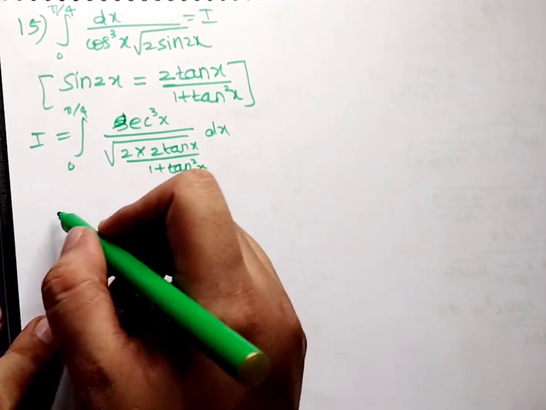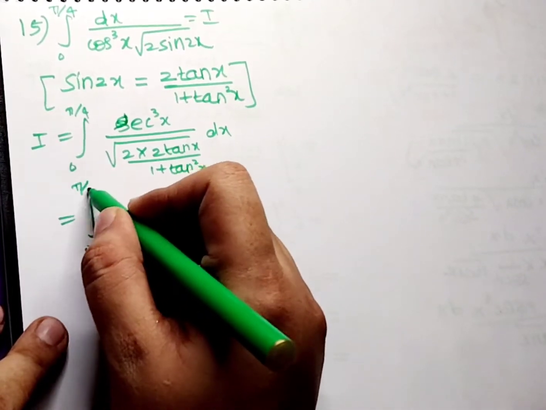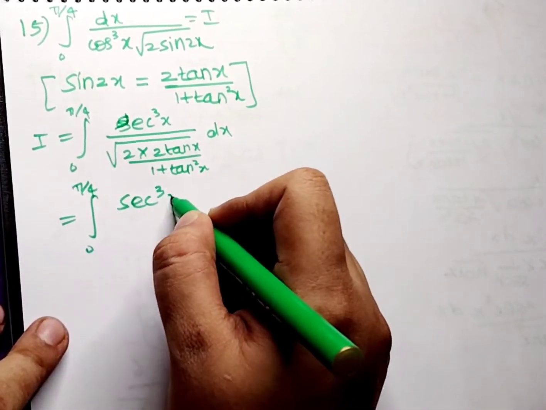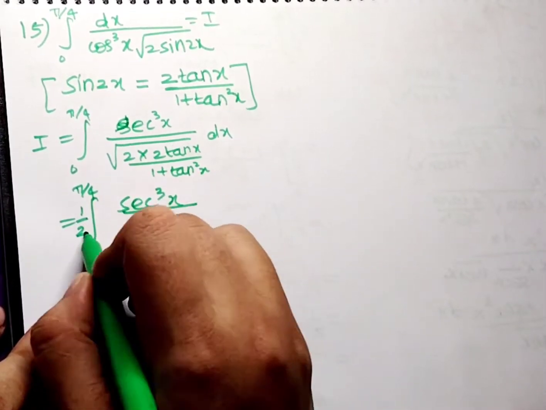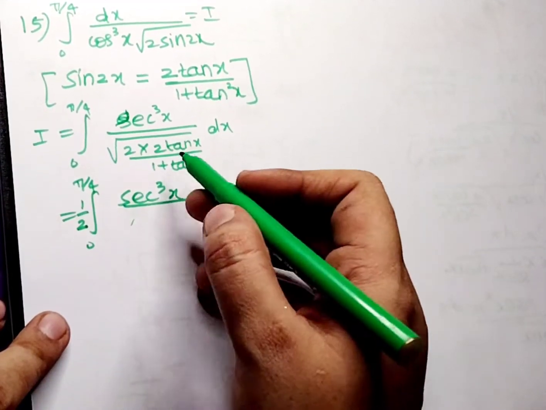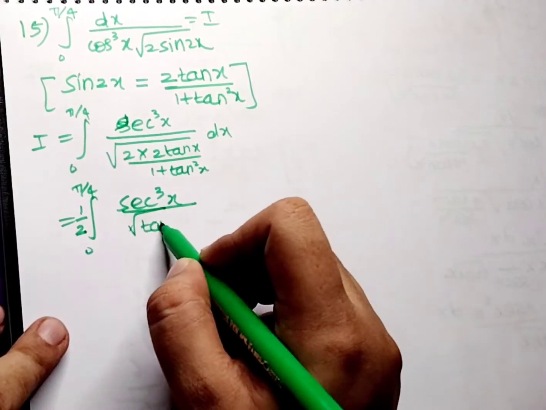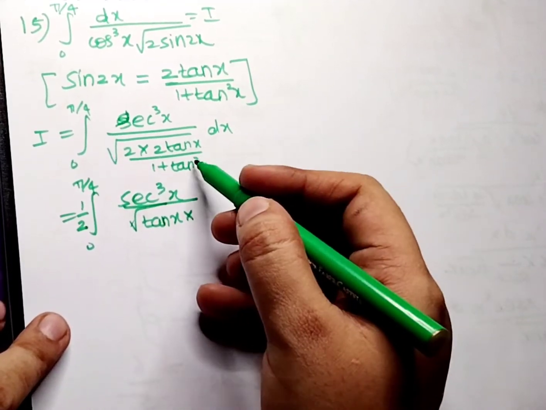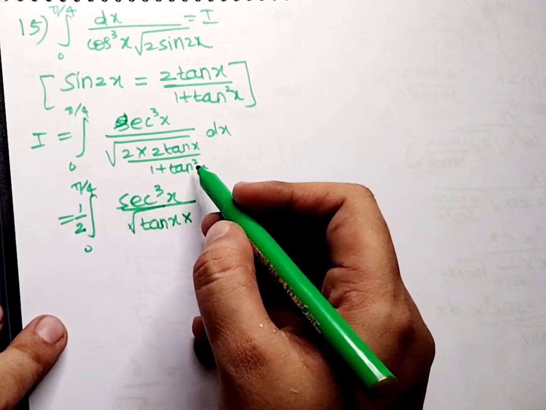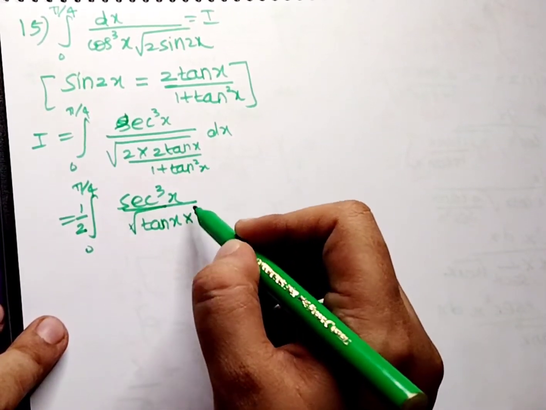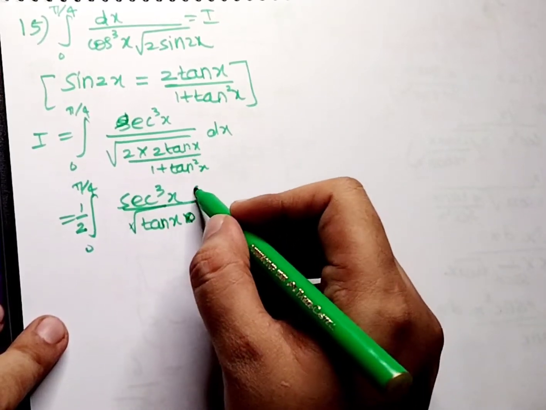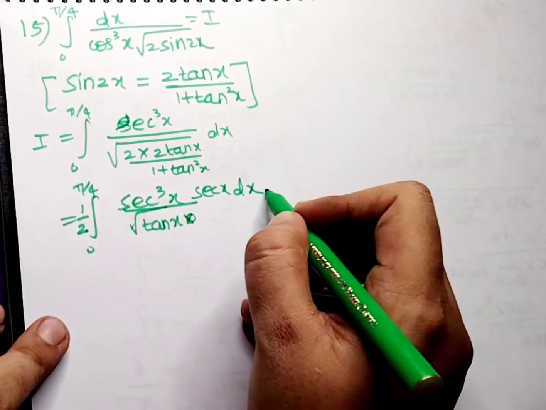So 1 plus tan square is secant square. Already we have secant cube in the numerator. This root 4 we can take as 2, we'll take it outside of the integral. So we have root tan x into, this is secant square x, isn't it? When we take the square root, it will be secant x. We'll take it into the numerator as it is a fraction, secant x dx.